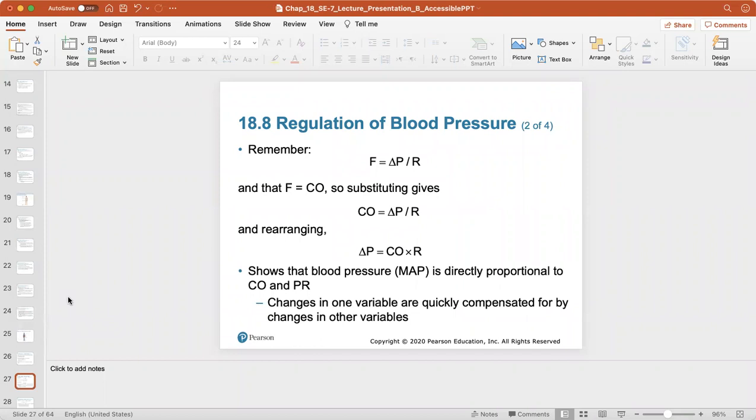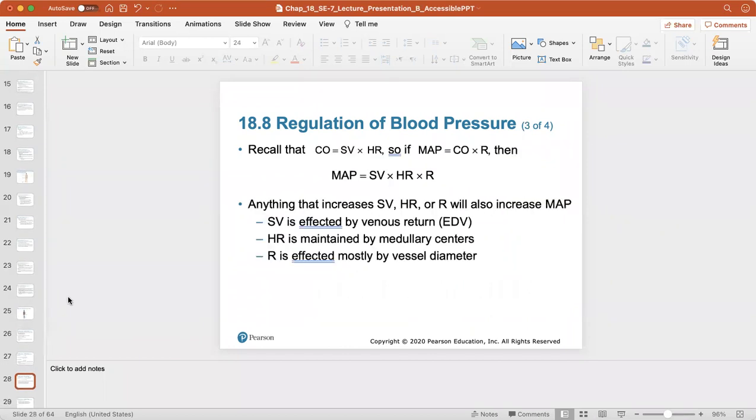So here are some equations. You can rearrange some of the equations to show that blood pressure is directly proportional to cardiac output and peripheral resistance. More equations describing again what cardiac output was, so we can get here what mean arterial pressure will be equal to if we plug in what cardiac output is equal to.